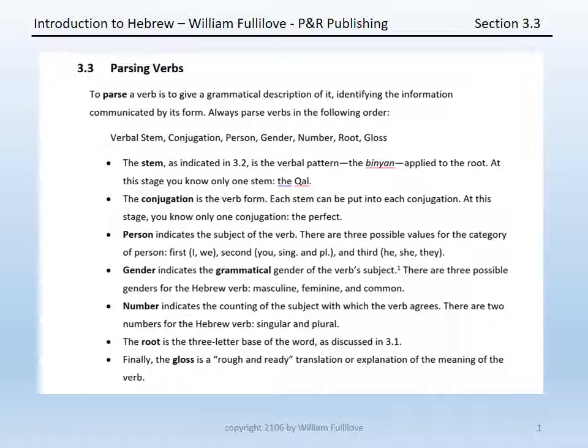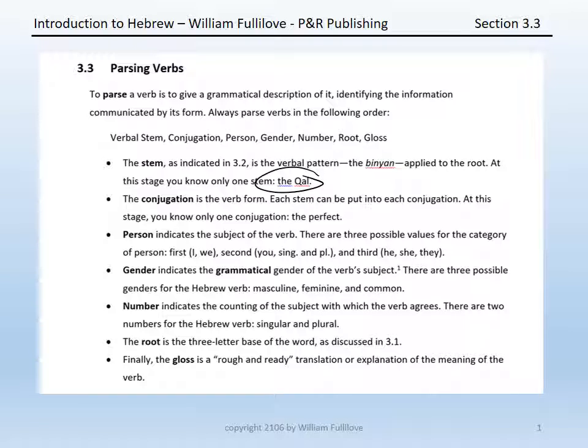To go through these in order, the stem, as we indicated in the previous section, is the verbal pattern. It is the binyan, which is being applied to the root. Now at this stage of your study of Hebrew, this is a freebie, because you only know one stem, the Qal.